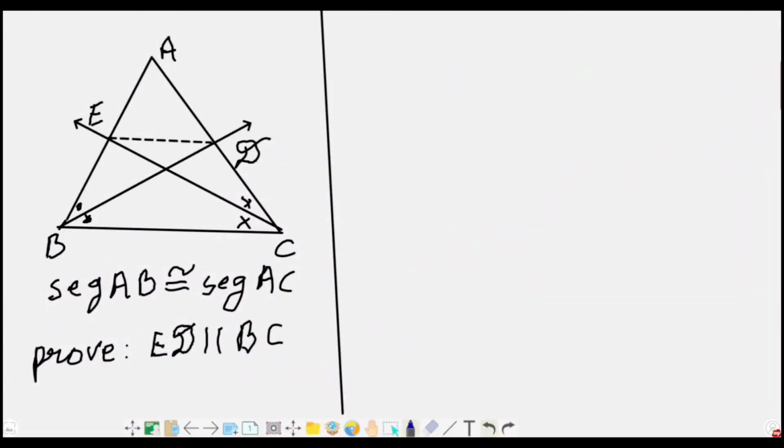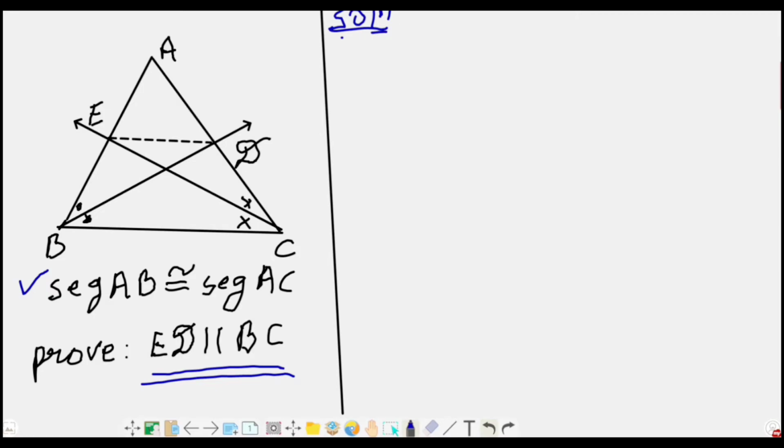Now students, in this sum, in the triangle ABC, BD bisects the angle ABC, CE bisects the angle ACB, and it is given that side AB is congruent to side AC. Based on that, you have to prove that ED is parallel to BC. Now, two bisectors are given, so we can apply the theorem.